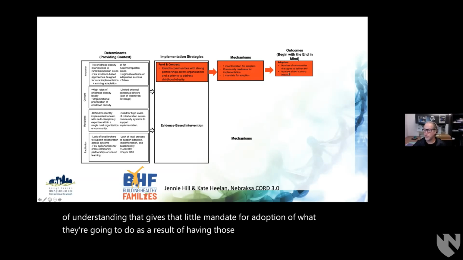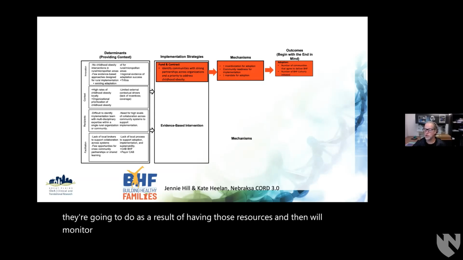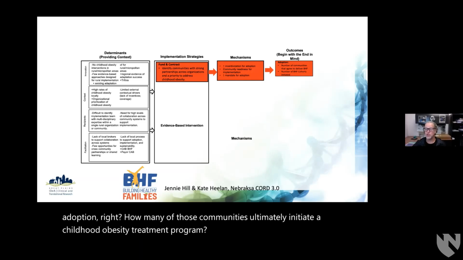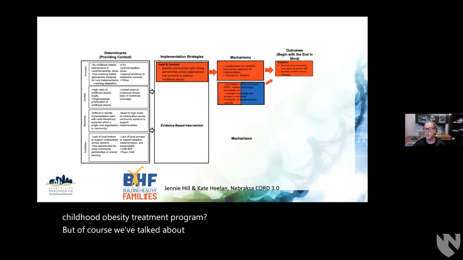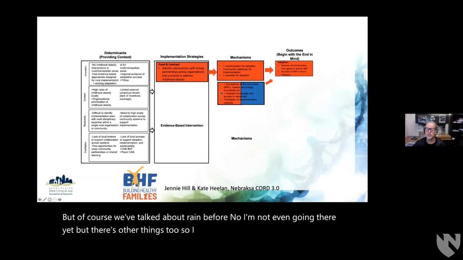And then we'll monitor adoption, right? How many of those communities ultimately initiate a childhood obesity treatment program? But of course, we've talked about RE-AIM before. Oh, no, I'm not even going there yet. But there's other things too. So I guess, again, we could also think about others.